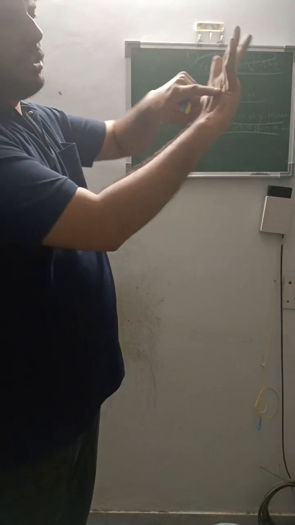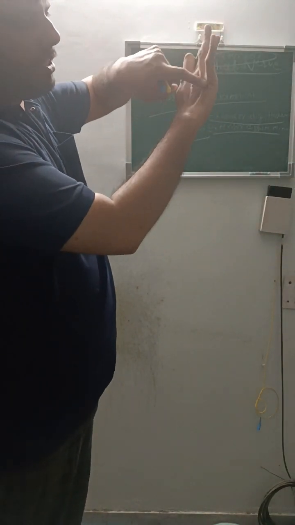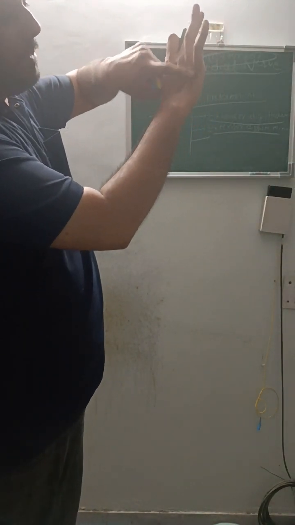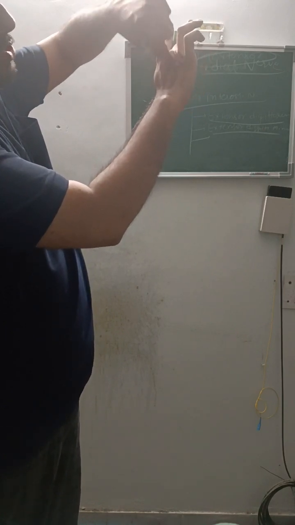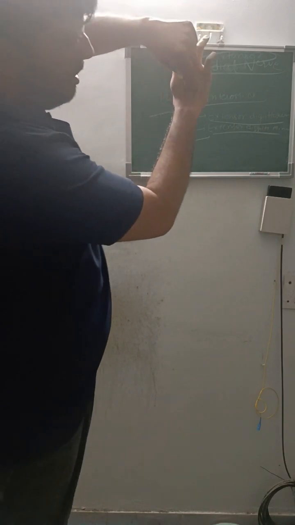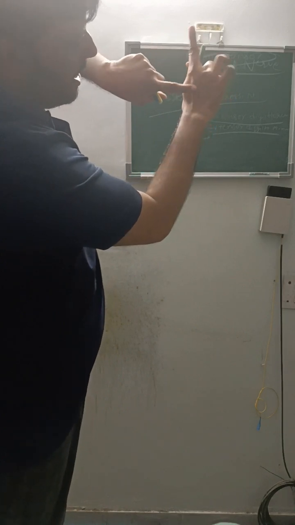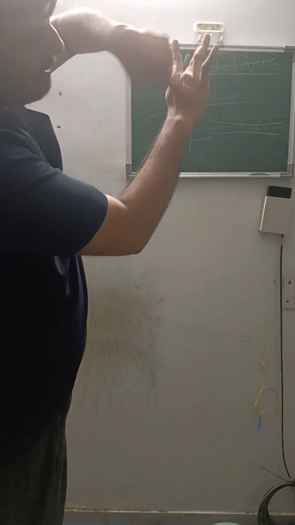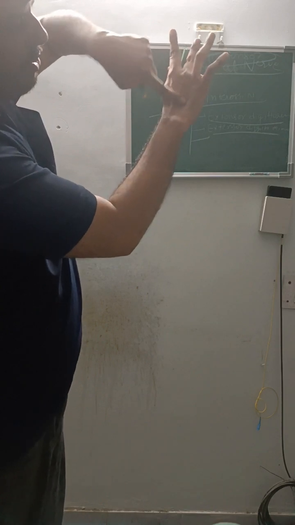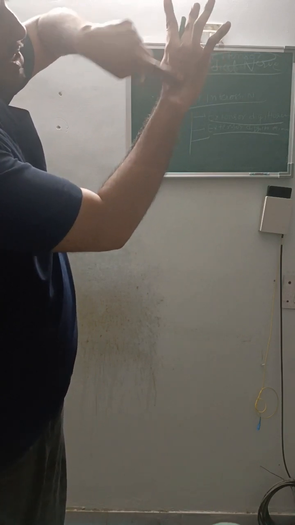Sorry, I made a mistake. This is extensor digiti minimi. This is your extensor indicis. This is your extensor digitorum. All of this is your extensor digitorum, extensor indicis, and extensor digiti minimi. This whole part is extensor digitorum.